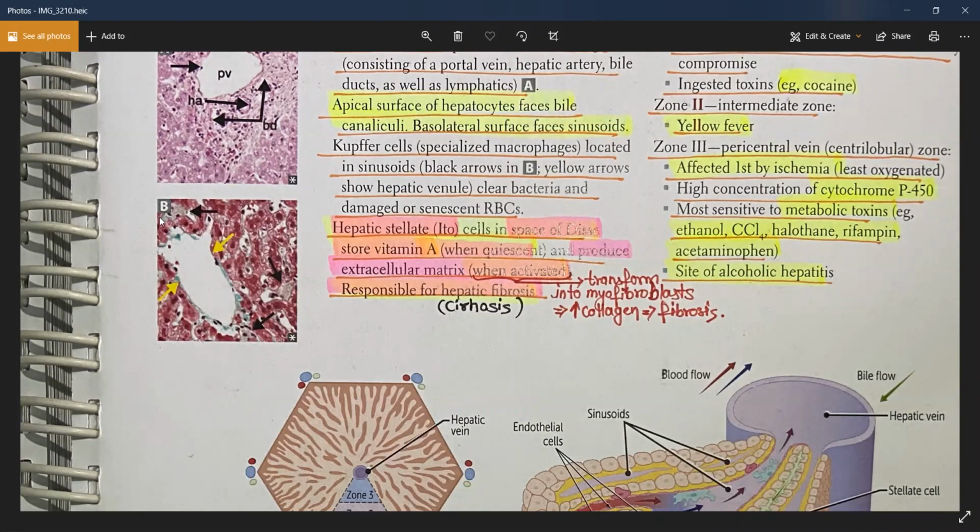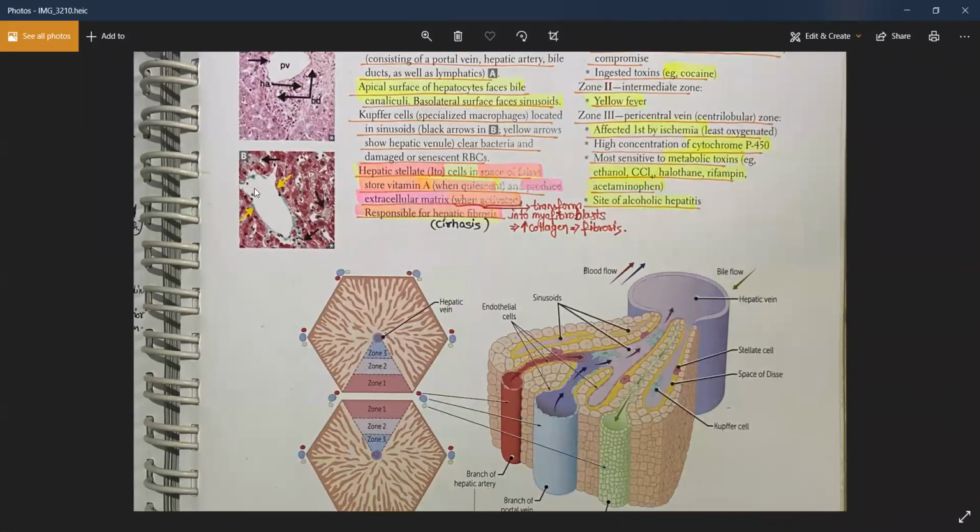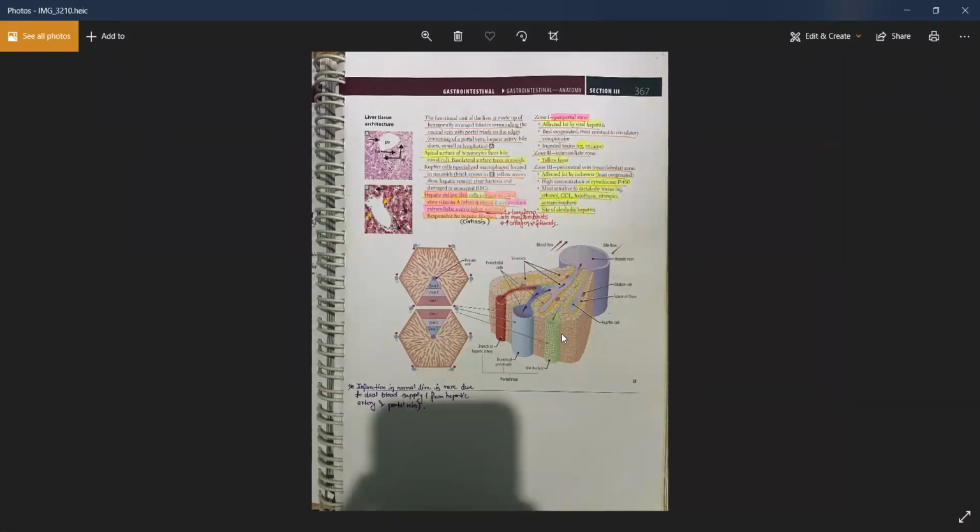And these are the Kupffer cells, which are located in these sinusoids. Okay, so this is the hepatic sinusoid complete. Yeah. So any doubt on this page?